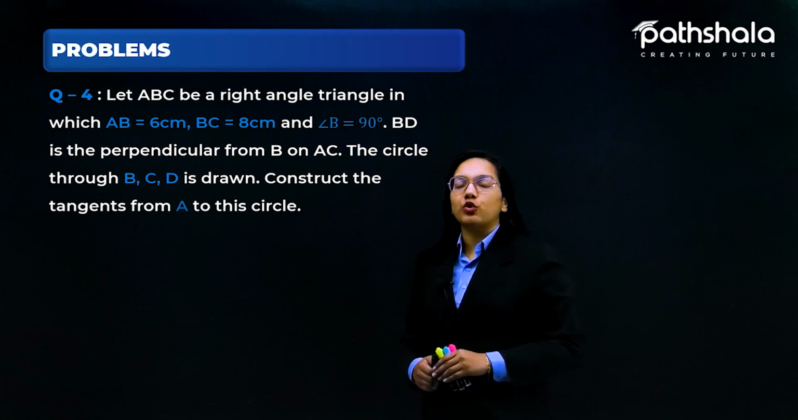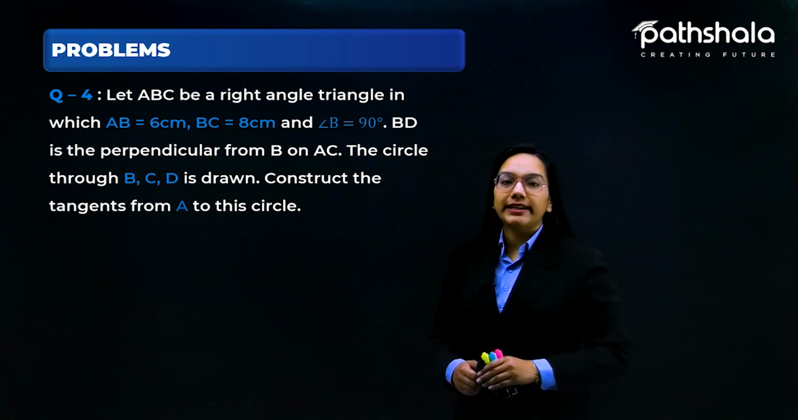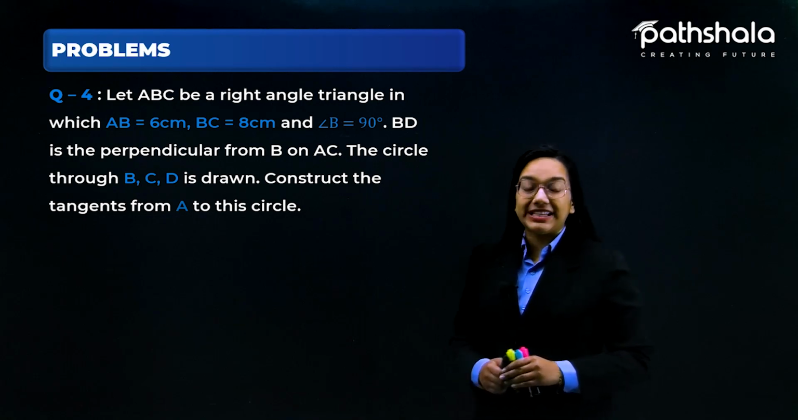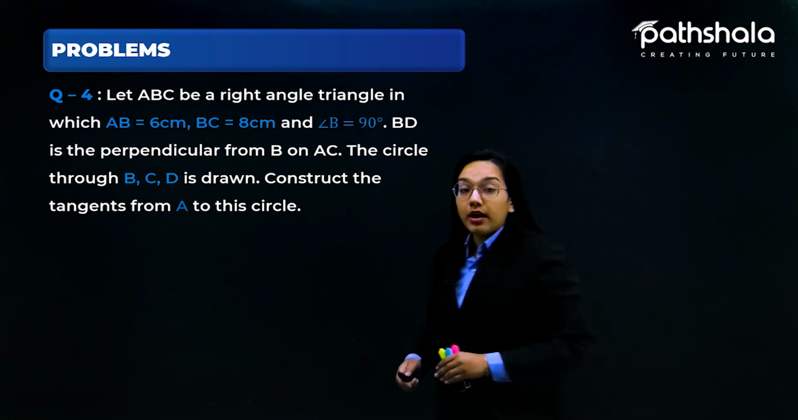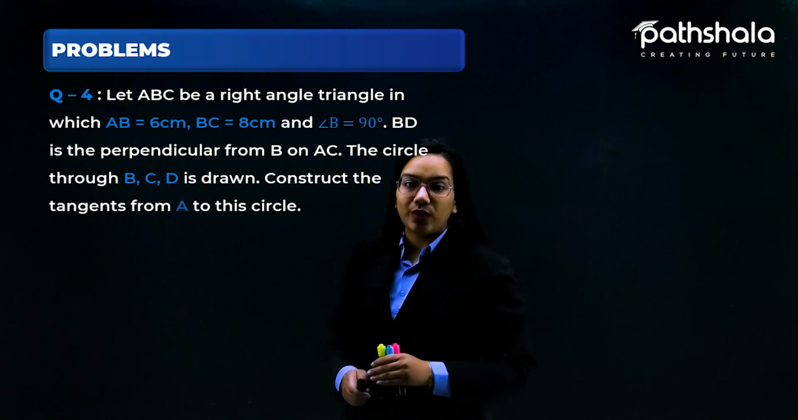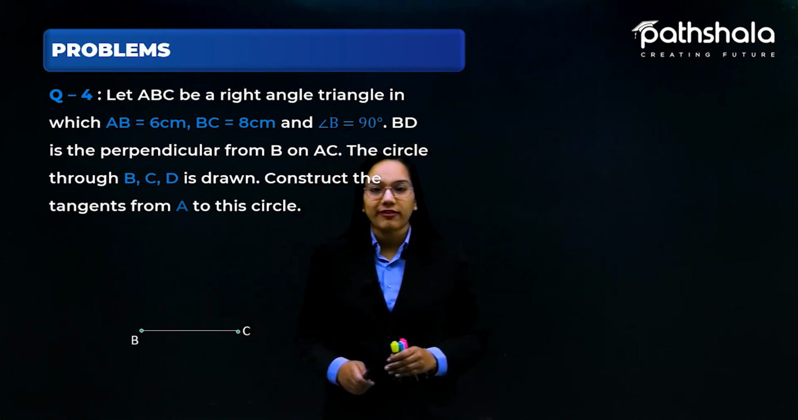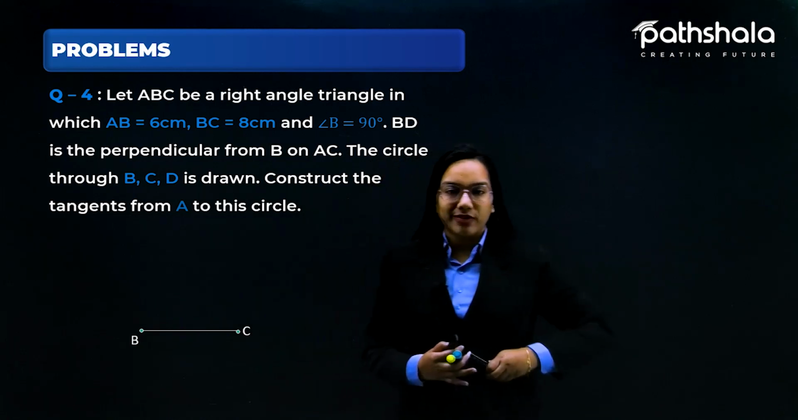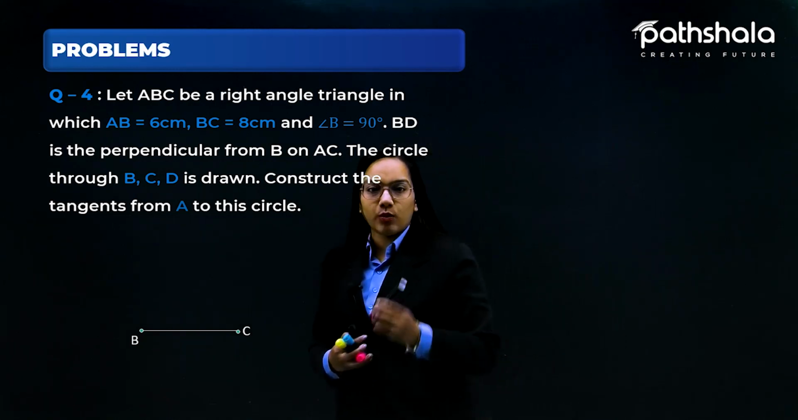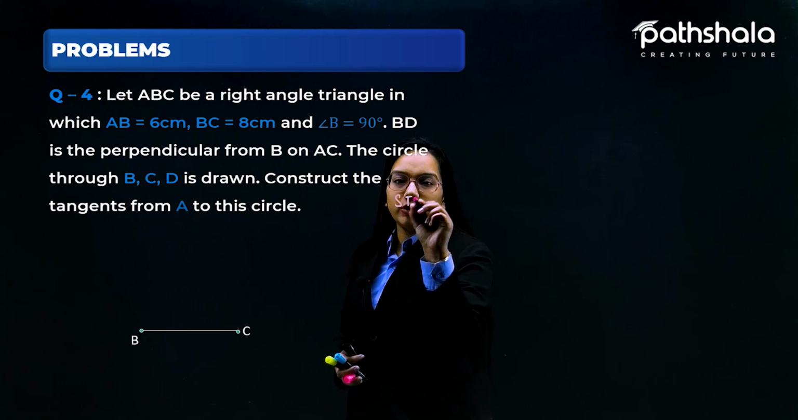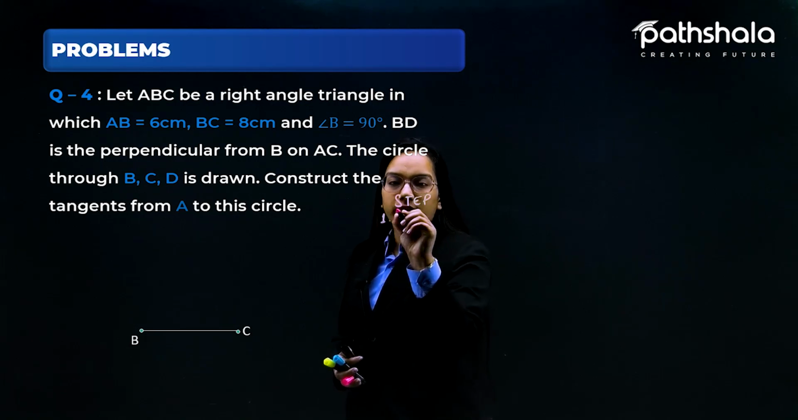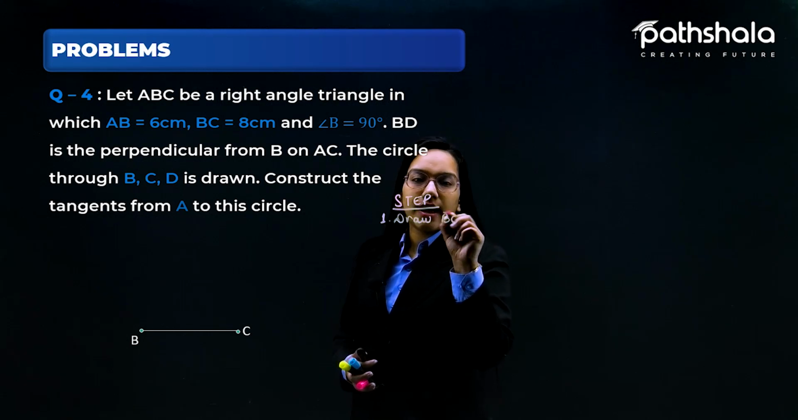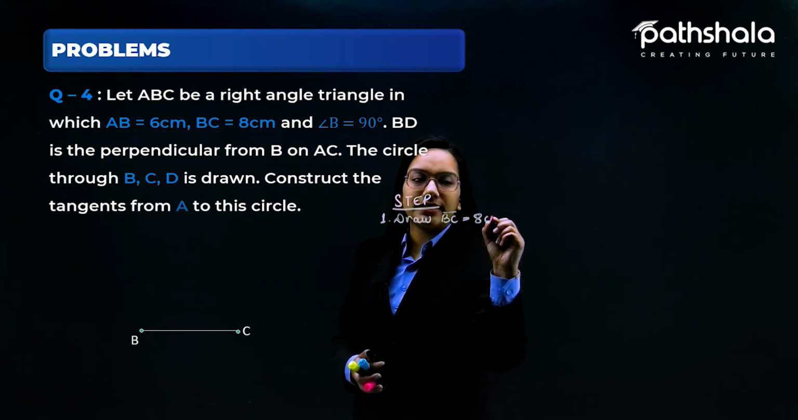So let's first of all draw the right angle triangle ABC. Let us suppose I am taking the BC side first, and I am taking BC as equal to 8 centimeter. Let me start the steps of construction one by one. The very first step would be: draw BC equal to 8 centimeter.